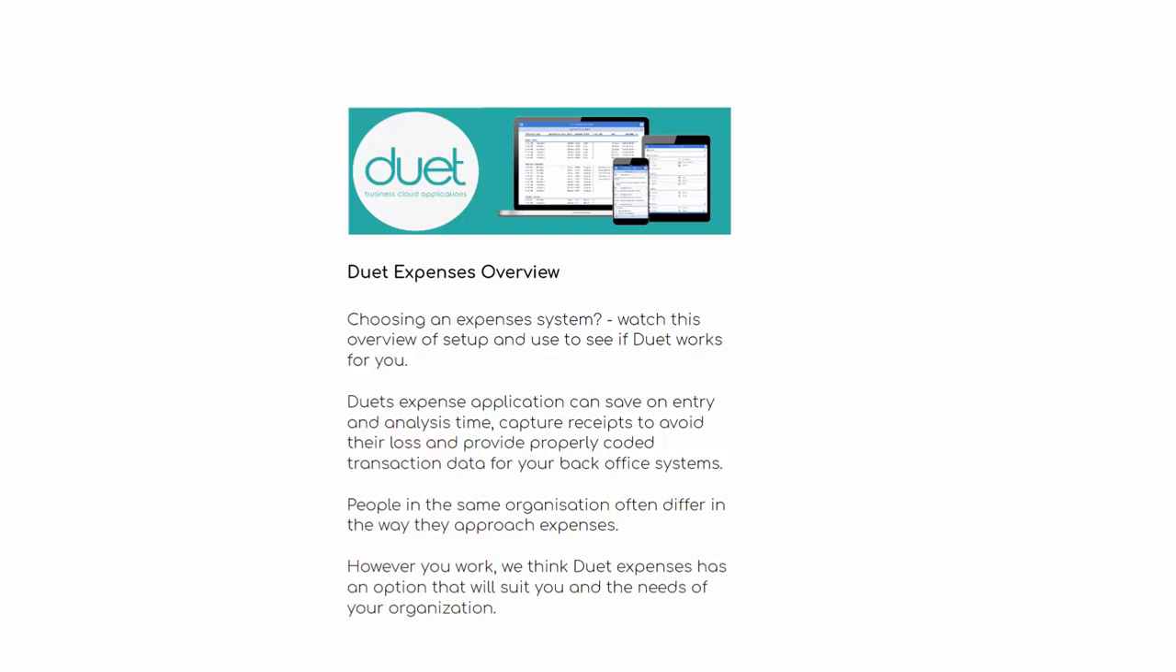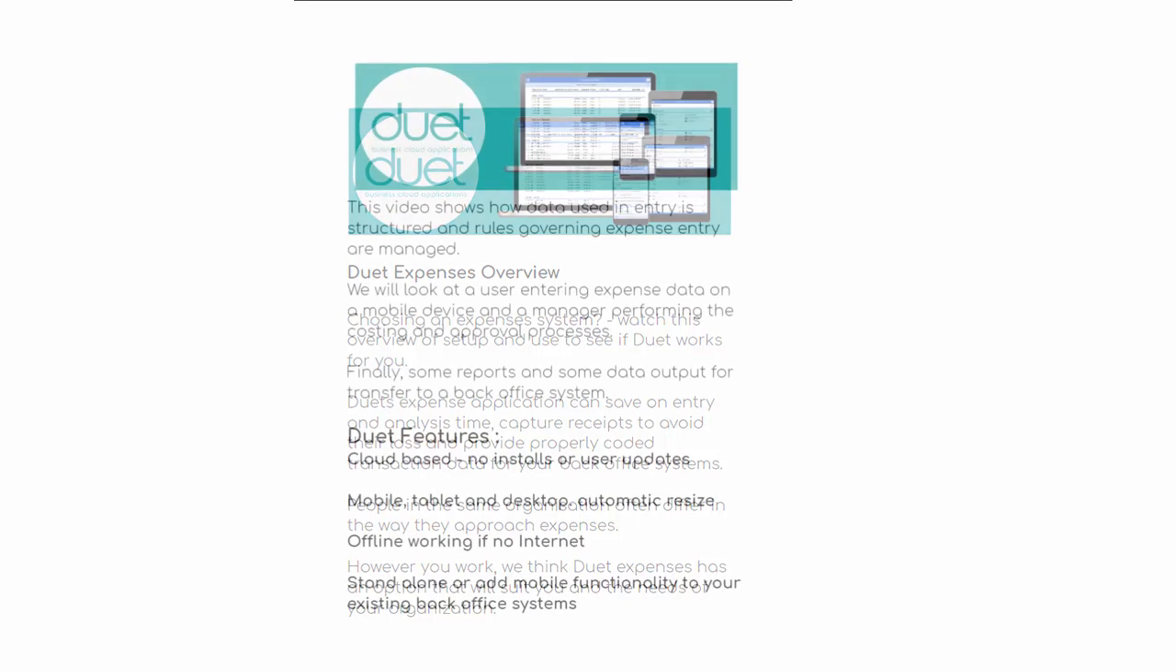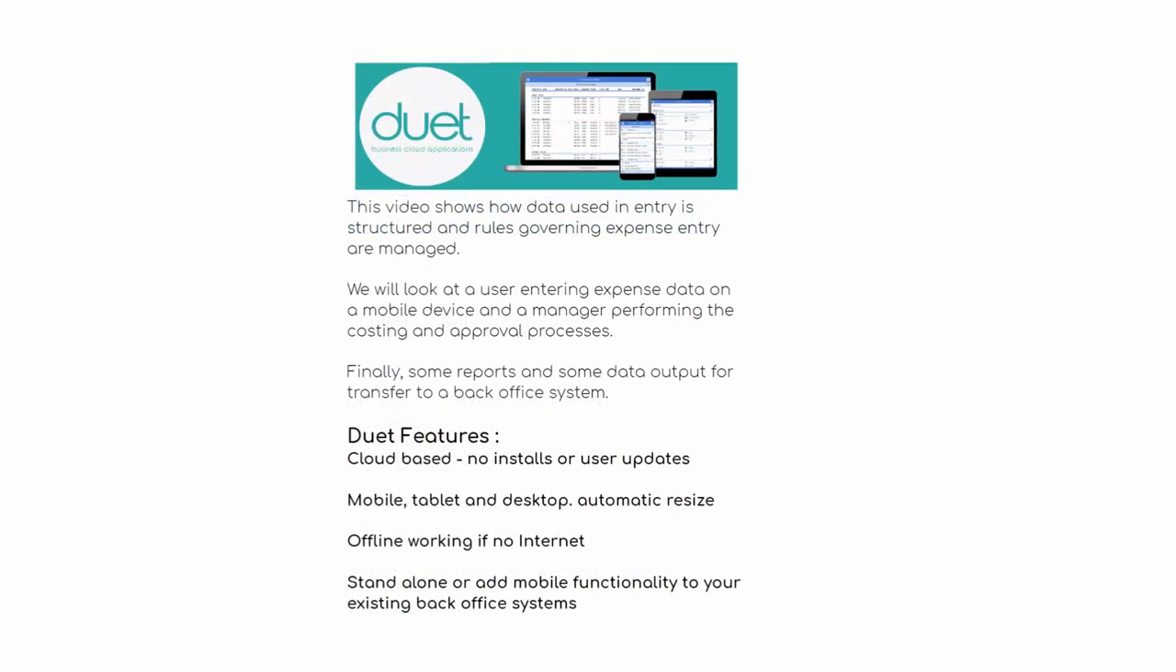People in the same organization often differ in the way they approach expenses. However you work, we think Duet Expenses has an option that will suit you and the needs of your organization. This video shows how data used in entry is structured, how rules governing expense entry are managed. We will look at a user entering expense data on a mobile device, and a manager performing the costing and approval processes. Finally, reports and data output for transfer to a back-office system.